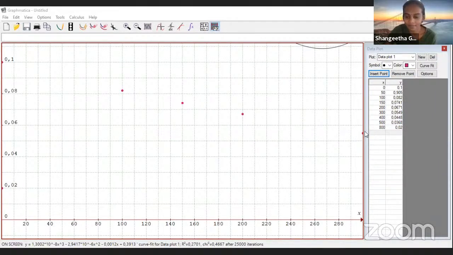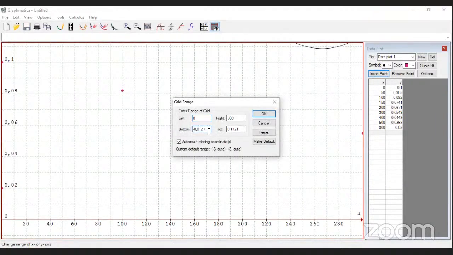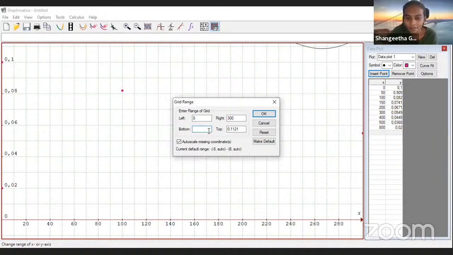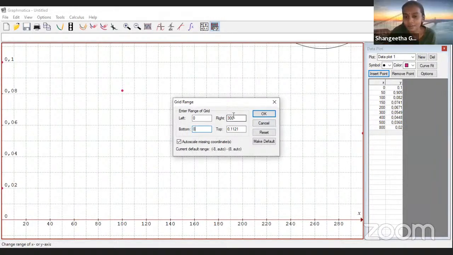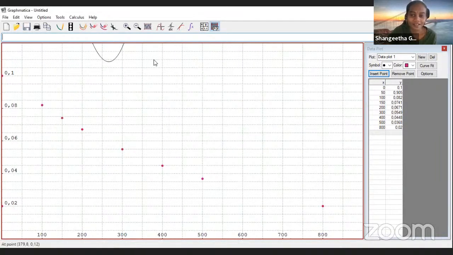Okay, you know why? Because of your grid range, if you look at it. You see the bottom. It cannot be 300 because your total value is 900. At least 900, because you see your X is until 800, right? So this one should be at least 900 so that everything can fall in the grid range. So for the top you can put 0.12 or 0.15, because your highest value is 0.1. Okay, click okay. You see now? It's there.